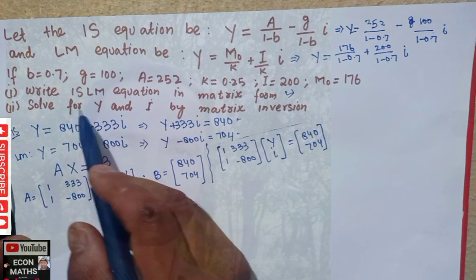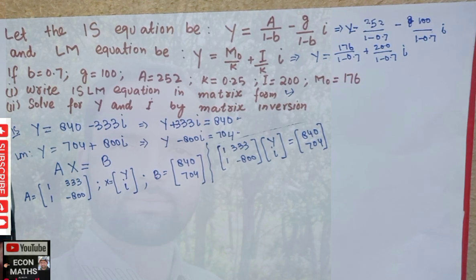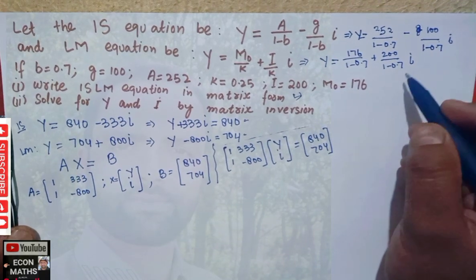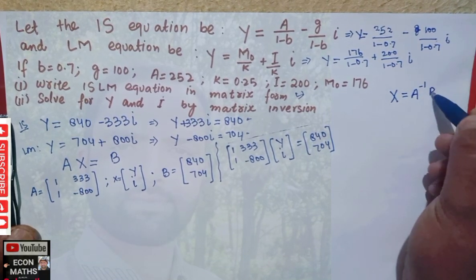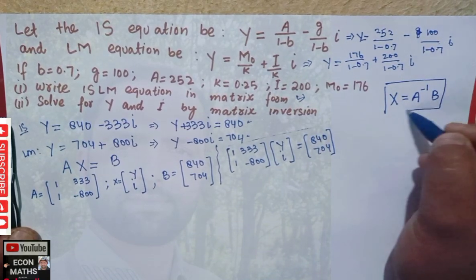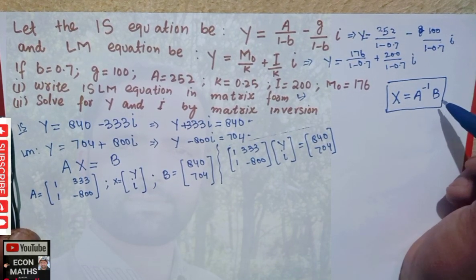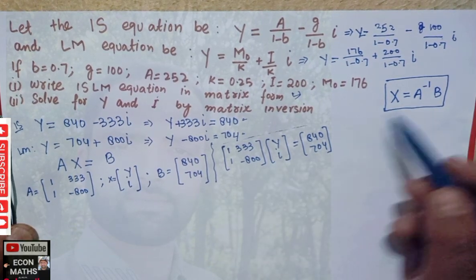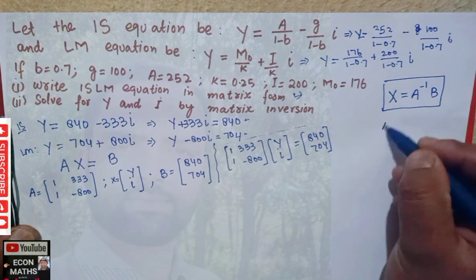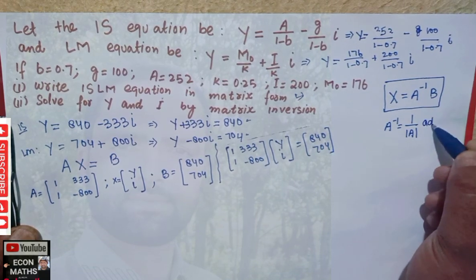Now the question tells us to solve for the equilibrium level of income and rate of interest. For that we need the matrix inversion formula. What is the formula? The formula is simple. X is equal to A inverse B. Here X is the solution vector, B is the vector of constant terms, and A inverse we have to find. How do we find A inverse? A inverse is equal to 1 divided by determinant of A times adjoint of A.